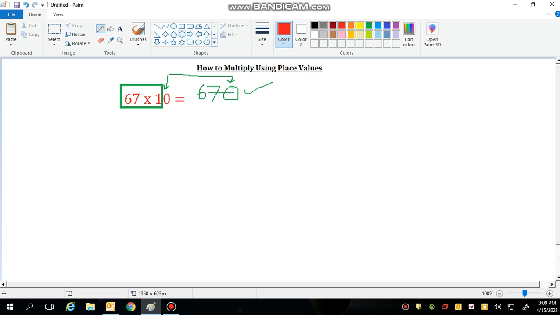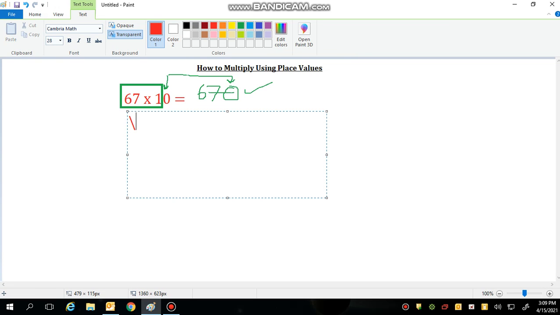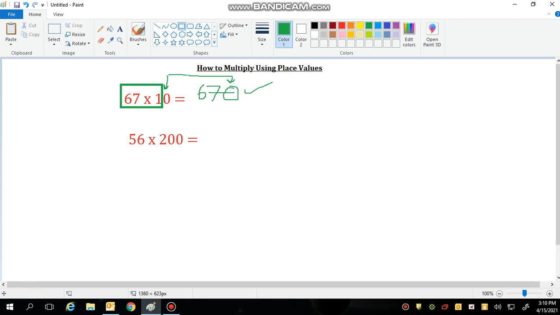Let's try another problem. How about 56 multiplied by 200? Same thing. I'm going to draw a little box over here for 56 times 2. I don't care about the zeros right now. Just multiply 56 times 2. Well, 56 times 2 is what? 6 times 2 is 12. Carry the 1. 2 times 5 is 10. 10 plus 1 is 11. 112. But don't forget these two zeros. Put them in the back. 56 multiplied by 200 is 11,200.